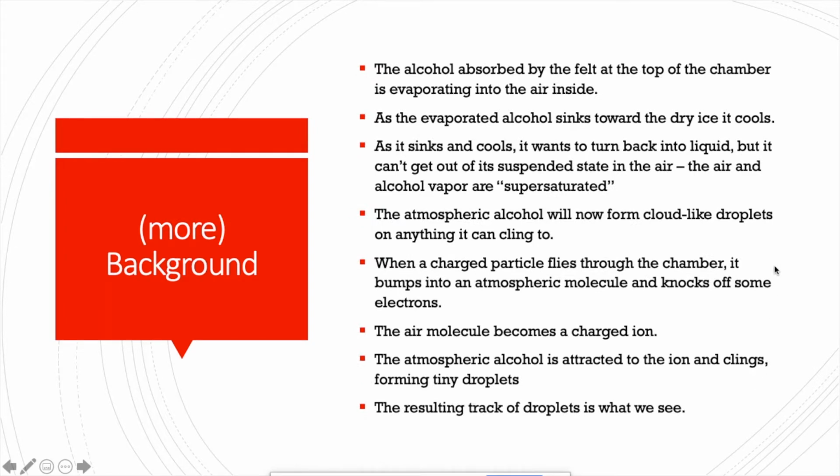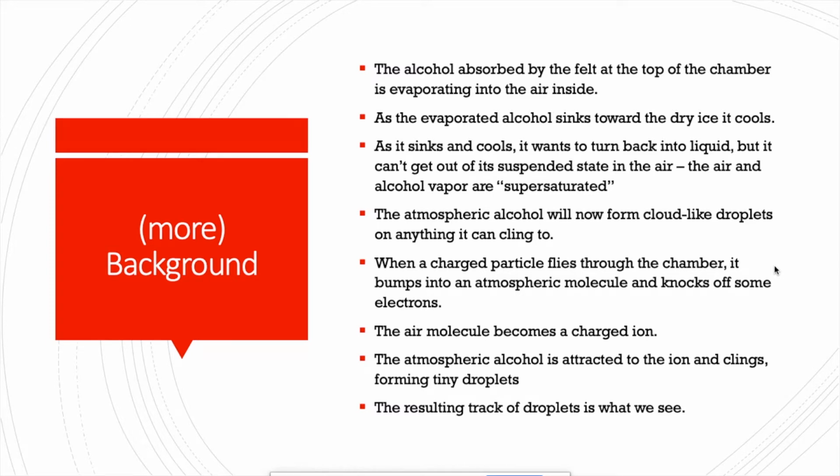So the isopropyl or rubbing alcohol is absorbed by felt at the top of the chamber, and it evaporates into the air inside. As the evaporated alcohol sinks towards the cold, dry ice layer at the bottom, it cools. As it sinks and cools, it wants to turn back into liquid, but it can't get out of its suspended state. The air and the alcohol vapor become supersaturated. So the atmospheric alcohol will now form cloud-like droplets on anything it can cling to.